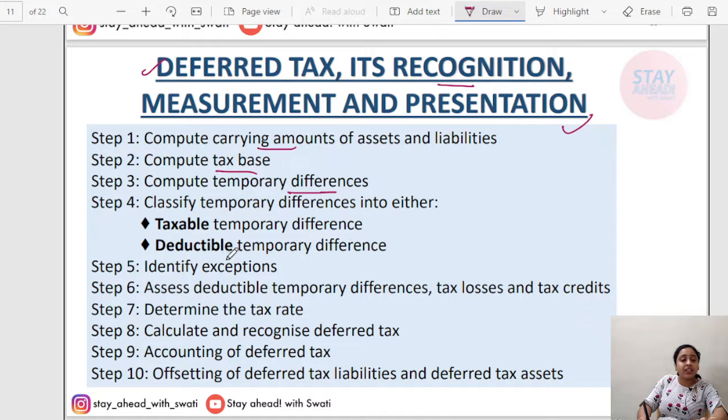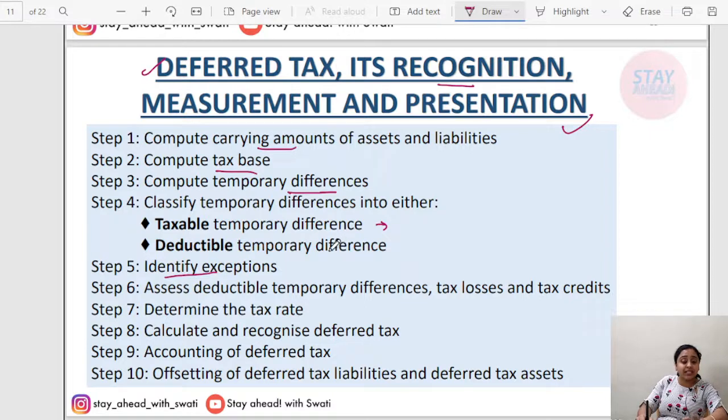Now classify whether these are taxable or deductible. If taxable, then you will calculate DTA and DTL according to the asset or liability. If deductible, you will calculate according to the asset and liability. If deductible, then you will definitely calculate DTA generally.